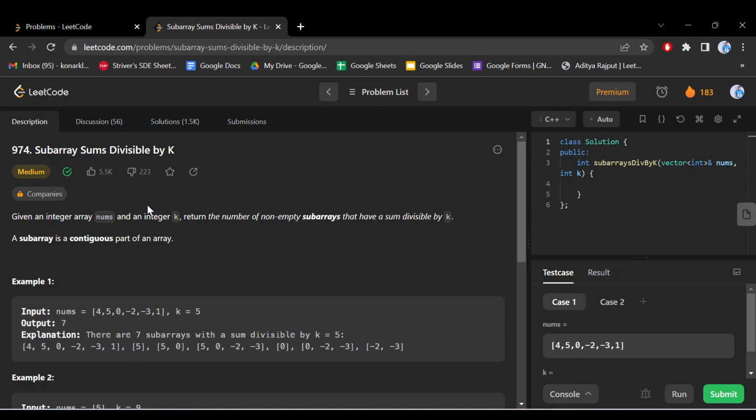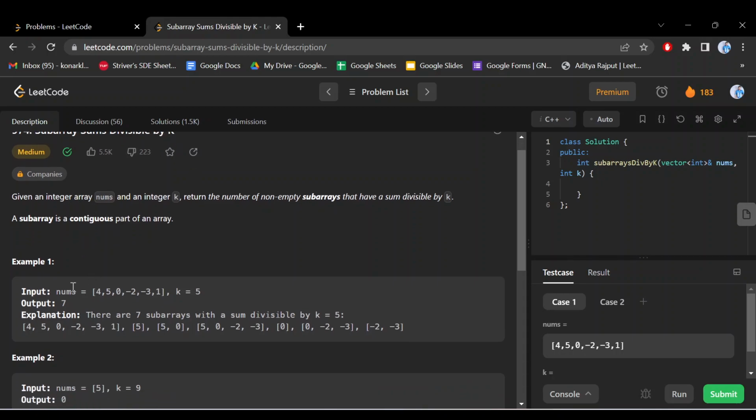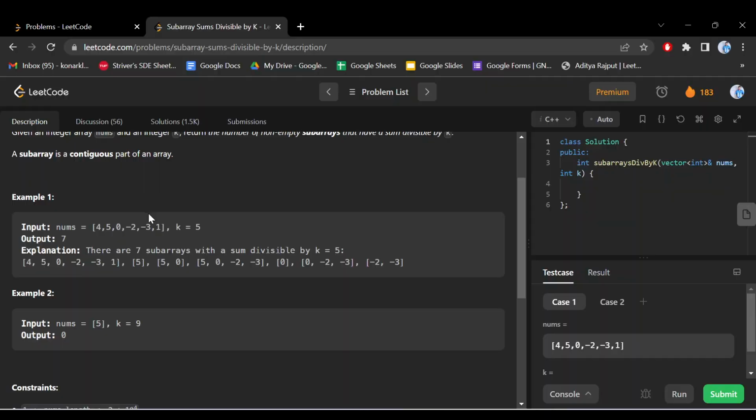Okay, hi everyone. Today we're going to solve 974 LeetCode, subarray sums divisible by k. In this problem, we are given an array nums and an integer k. We need to return the number of non-empty subarrays that have a sum divisible by k. Non-empty is important. A subarray is something we already know. Now let's see how to solve this problem.